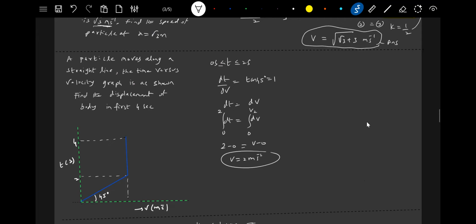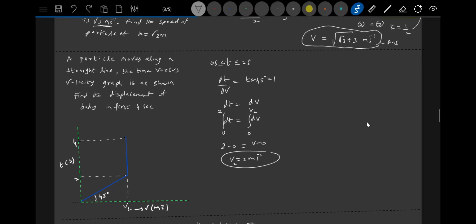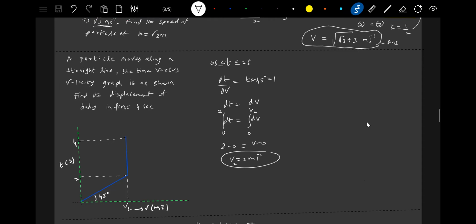This I'll call v2, the speed of the particle at 2 seconds. We don't know this, we'll call this one. And the displacement of the body in the first 4 seconds is asking us to get the displacement. In fact, what type of motion is it? Uniformly accelerated motion.